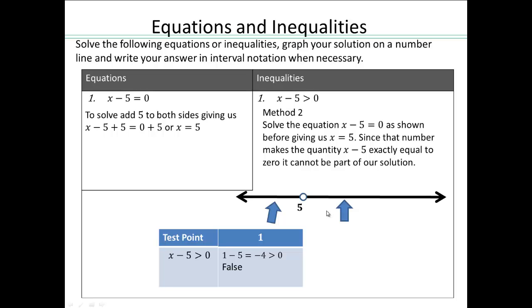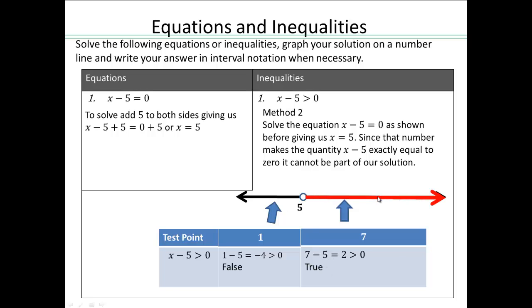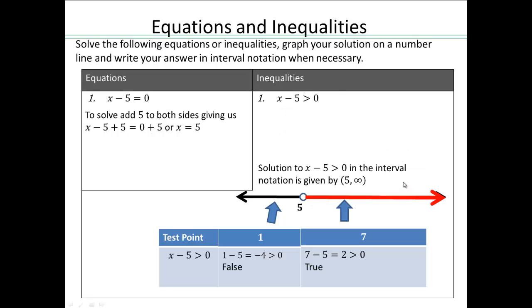Same thing happens if you pick a test point above 5, say 7. 7 minus 5 is 2, and in fact, no matter what number you pick, as long as it's bigger than 5, subtracting 5 from it will always give you a number bigger than 0. And so you'll end up with a true statement no matter what real number you pick that is above 5, and that's why that is part of your solution. And of course, don't forget, we can write our solutions in interval notation, which would be 5 to infinity.